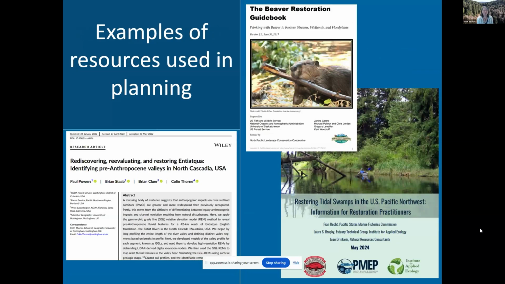So a few examples of resources used in planning. So this lower paper here by Powers et al. talks about the geomorphic grade line relative elevation model process, and I'll show that in a second. And then beaver restoration guidebooks, restoring tidal swamps. These are fantastic resources for implementing or for planning our restoration projects. And you can see the PNEP logo down there on the tidal forested swamp. That's a great resource.